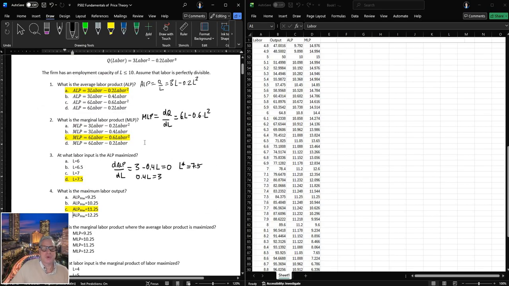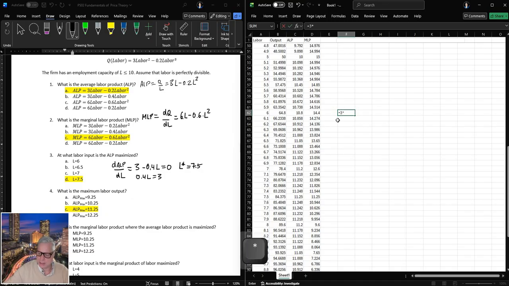But of course what you could also have been doing is just plug 7.5 into the first formula. I just do that quickly here in Excel, and then you could also have said, okay, this is equal to 3 times 7.5 minus 0.2 times 7.5 squared, get 11.25.